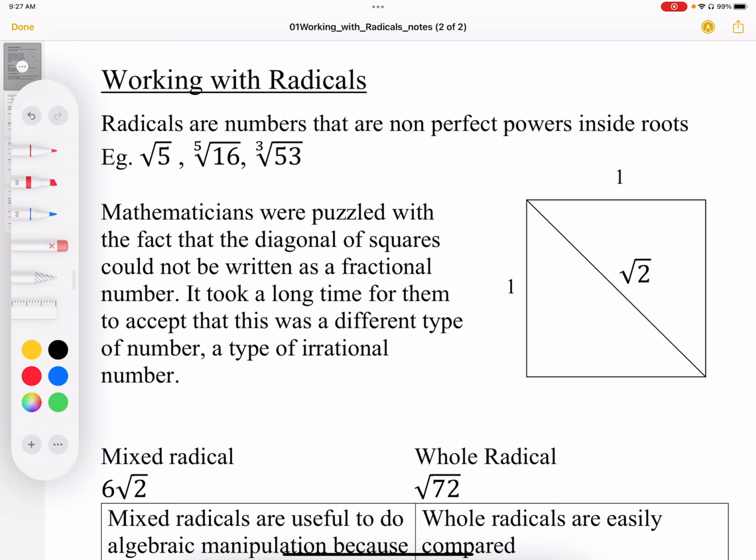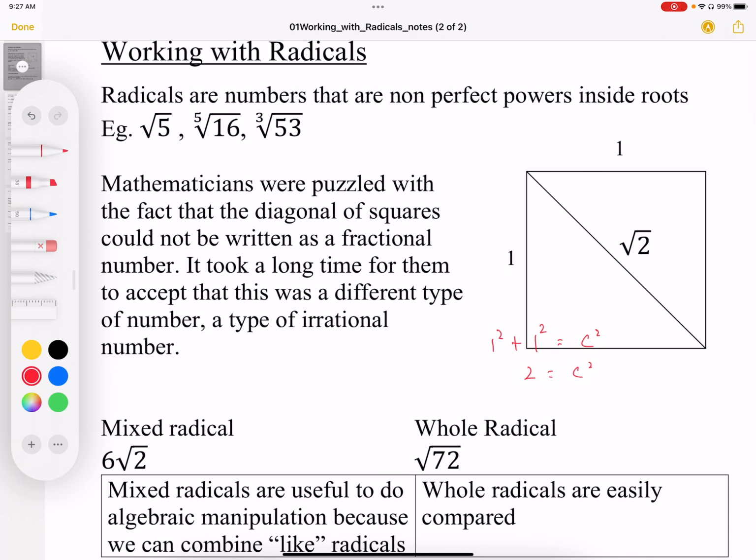Now, where these were first discovered was when they were trying to find the length of the diagonal of a square of side length 1. When they tried working out this length using Pythagoras, we did 1 squared plus 1 squared is equal to c squared, and we get 2 is equal to c squared. When we tried to take the side length of a square of area 2, we ended up with a number that cannot be put into a fraction. This was a bit puzzling at first, and eventually people realized that this is just a different type of number, an irrational number.